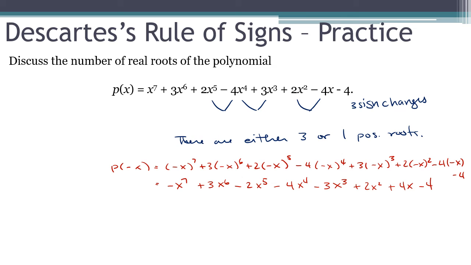Now that I know my pattern, I'm going to do a quick check against the original, right? And I'm seeing which ones change. Only the odd exponents are changing sign. Good. Yes, that's what I needed to happen. That's what I expected to happen.